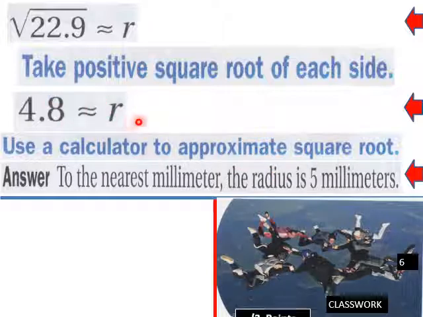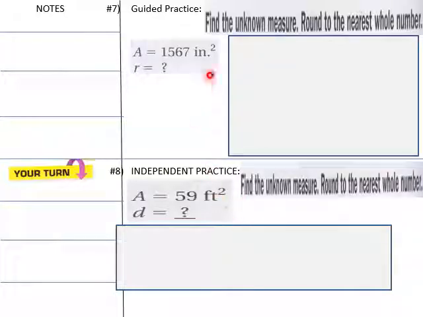4.8 is almost 5. So let's try one now. Find the unknown measure, round to the nearest whole number. So we have an area here of 1567 square inches. What's our radius? Well, we have an area here of this.